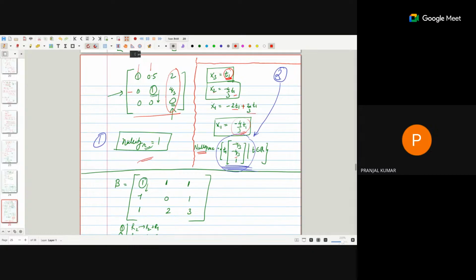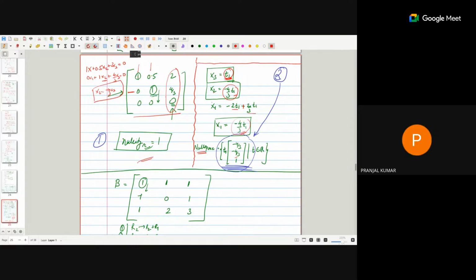So I will rewrite this system. From your Gaussian elimination, x1 plus 0.5 x2 plus 2 x3 is equal to 0. Then 0 x1 plus 1 x2 plus 4 by 3 x3 is 0. So here x2 is equal to minus 4 by 3 x3. What is the value of x3? It is t1, so minus 4 by 3 t1. Is this clear? Okay, clear, sir.